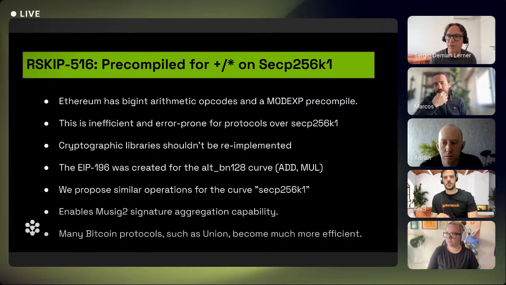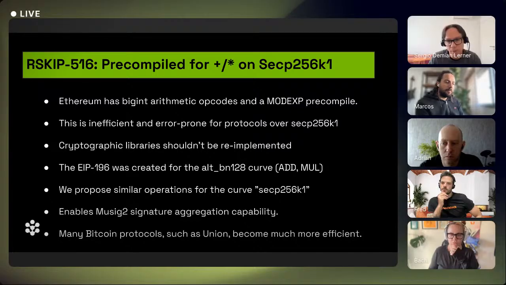So it's a very, very efficient pegout system, because even if you have 100 pegnatories, you get just a single signature. And to aggregate all these signatures, you want an efficient method to do that. For that, you need addition and multiplication operations on the Bitcoin elliptic curve. And that is what this RSKIP is about.